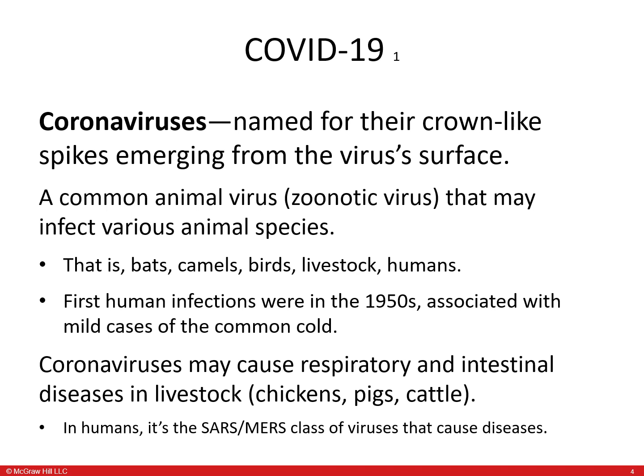Coronaviruses are a group of viruses, and their name arises from their crown-like spikes emerging from the virus surface. They are actually quite common in animals, and some animals that are affected by coronaviruses include bats, camels, birds, livestock, and humans. The first human case was back in 1950, and it was associated with a mild case of the common cold. When it comes to livestock, such as chickens, pigs, and cattle, coronavirus actually causes mild respiratory and intestinal disease. And in humans, it is the SARS-MERS class of viruses that actually causes disease. I think we're quite familiar with COVID-19, right? Because there was actually a pandemic there.